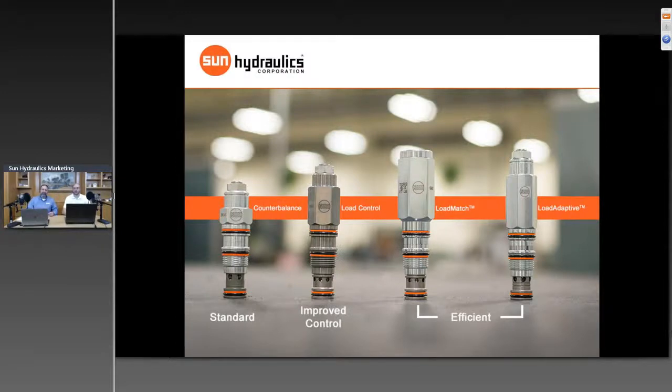Again, you're going to be using some energy to open up the counterbalance valve that you then won't be able to do additional torque on the motor. So by going to a load adaptive or a load match, you should be able to get more torque out of the same actuator. Okay.